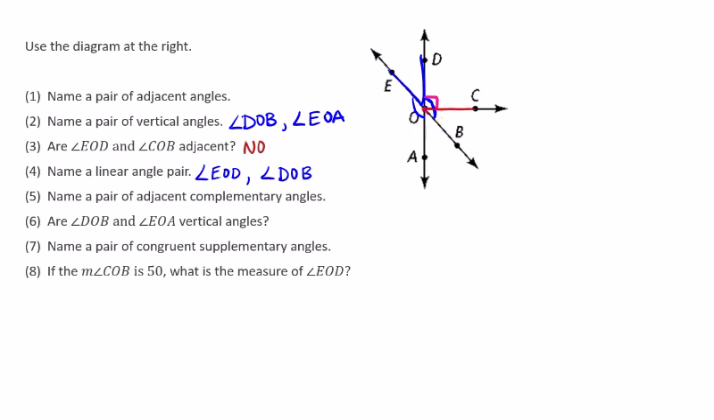So what that means is that these two angles here are complementary, right? So angle COB is complementary to angle BOA. So angle COB and angle BOA. All right, so they're adjacent and complementary. All right, number 6, are angle DOB and angle EOA vertical angles? DOB and EOA, yeah, we mentioned that earlier, right? Those are vertical angles.